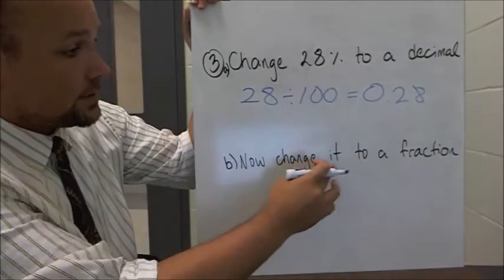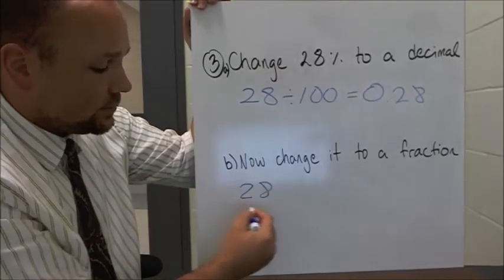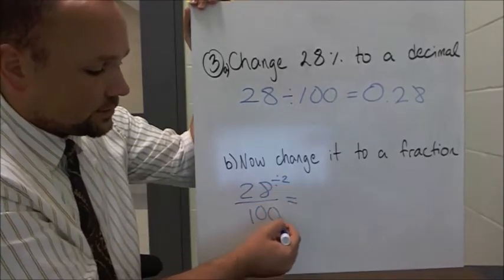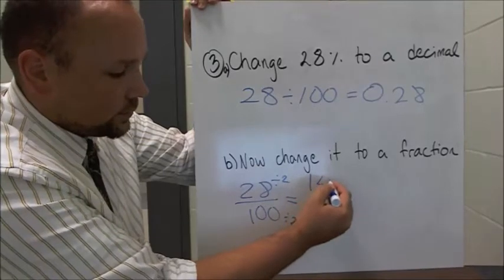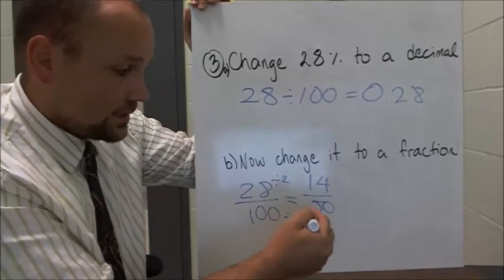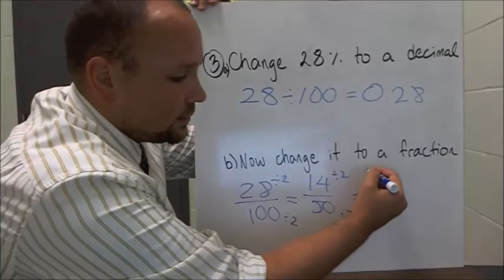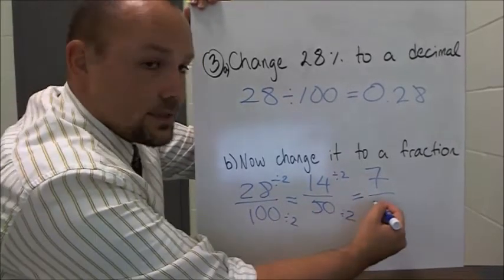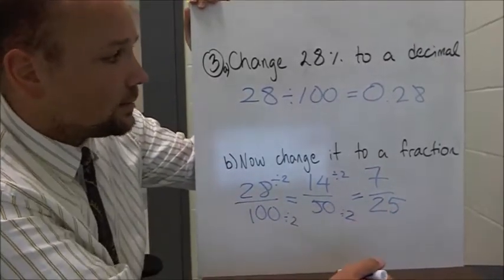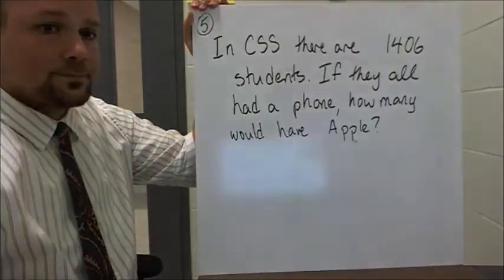Now, if I want to change it to a fraction, we said it's 28 out of 100. So that's easy too: 28 over 100, and then reduce. Both are even, so I can reduce by 2. 28 divided by 2 is 14, 100 divided by 2 is 50. Can I reduce any more? Yes, because I can divide both by 2 again. 14 divided by 2 is 7, and 50 divided by 2 is 25. That's the least that I can go. I can't reduce it anymore. Let's get a little bit more complicated.